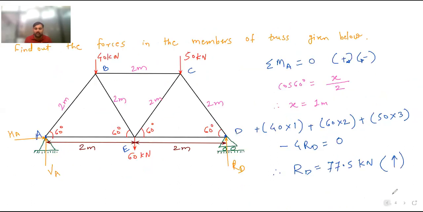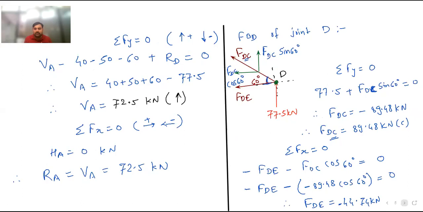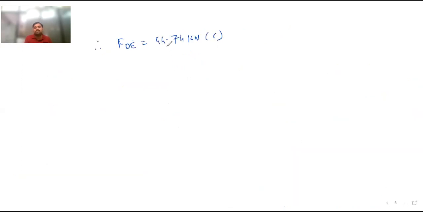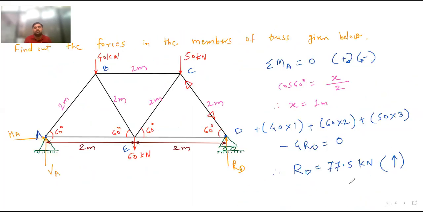compressive. So go to your main diagram. Here, DC is the compressive. So compressive means arrow is towards the joint. So show the arrow like this, towards the joint. Okay. Then secondly, FDE is 44.74, but it is also compressive. So here FDE is also compressive. So it is like this. So remaining problem we will solve in the next lecture.